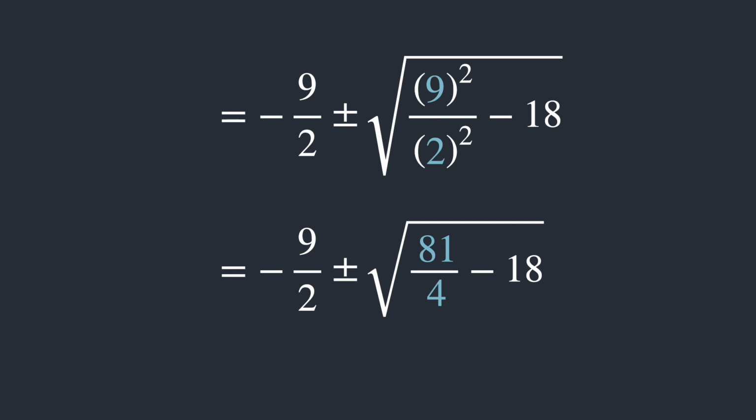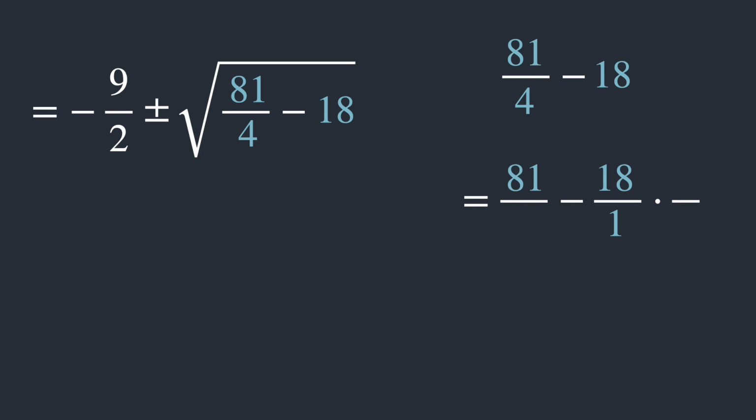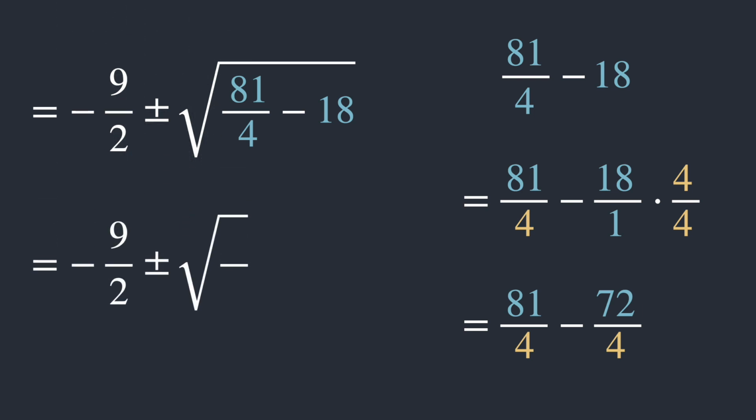Keeping focused in on the radicand here, we are going to find the difference of this rational value of 81 over 4 and the integer of 18. So in order to perform the subtraction, we are going to upgrade 18 to a rational value, expressing it as 18 over 1. We notice that the lowest common multiple of 4 and 1 is 4, so we will multiply 18 over 1 by 4 over 4, leaving us with a numerator of 72 over a denominator of 4. Now that we have that common denominator of 4, we can find the difference of the numerator, which is 9, over that common denominator of 4.